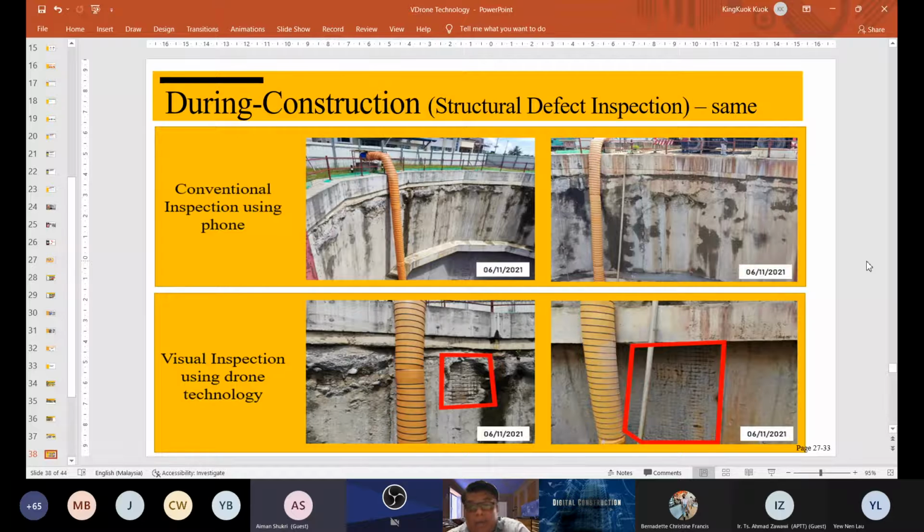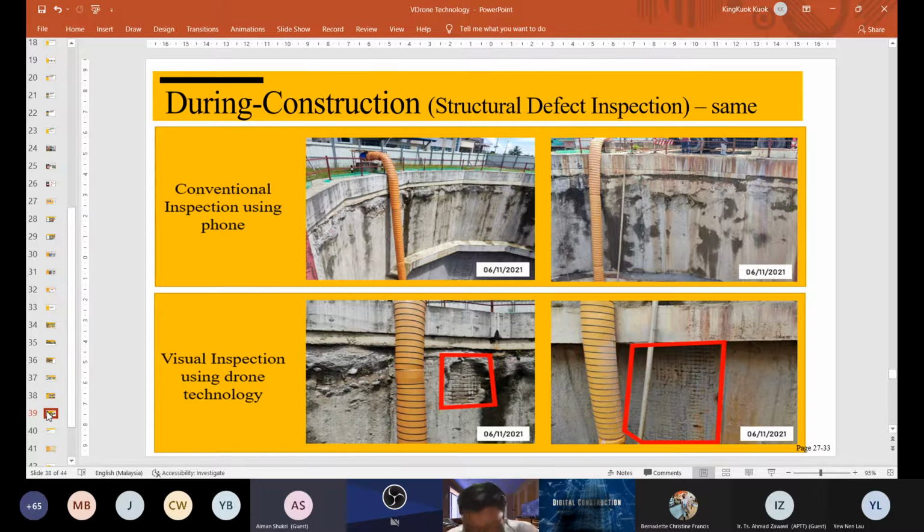So how are we going to capture how serious the defect is at that particular location? With physical monitoring, I think it's very hard for us to get a good view or a clear picture. But if we use the drone, the drone can fly as close as possible to the defected area and take pictures. Then we come up with the planning for how to carry out the repair works. And this is one of the main benefits of using drone technology in project monitoring and inspection.